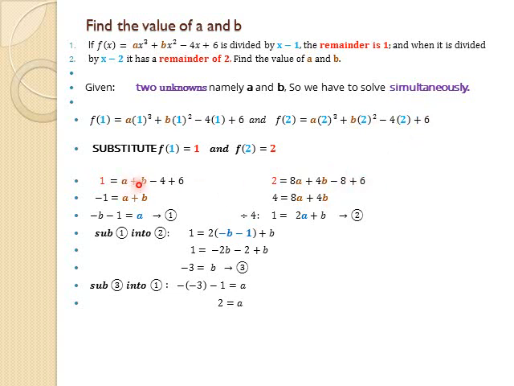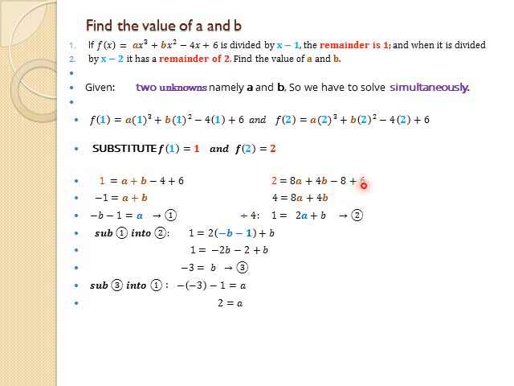If I simplify a plus b, 6 minus 4 gives me 2. If I take 2 across, minus 2 plus 1 becomes minus 1. So a plus b equals minus 1. If I make a the subject of the formula, I take b across: a equals minus b minus 1. That's my equation 1.